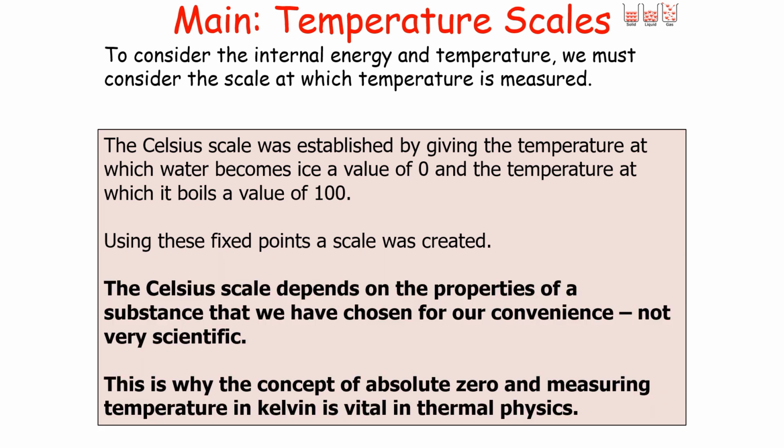So the Celsius scale depends on the properties of a substance that we've chosen for our convenience, water. It's not very scientific, it's not very absolute. If water was not the most common substance on Earth, there would be no logical reason for choosing this to base our temperature scale on, which is why we've got to use a more absolute scale of temperature, which is the concept of Kelvin. And this is why measuring temperature in Kelvin is vital in thermal physics.